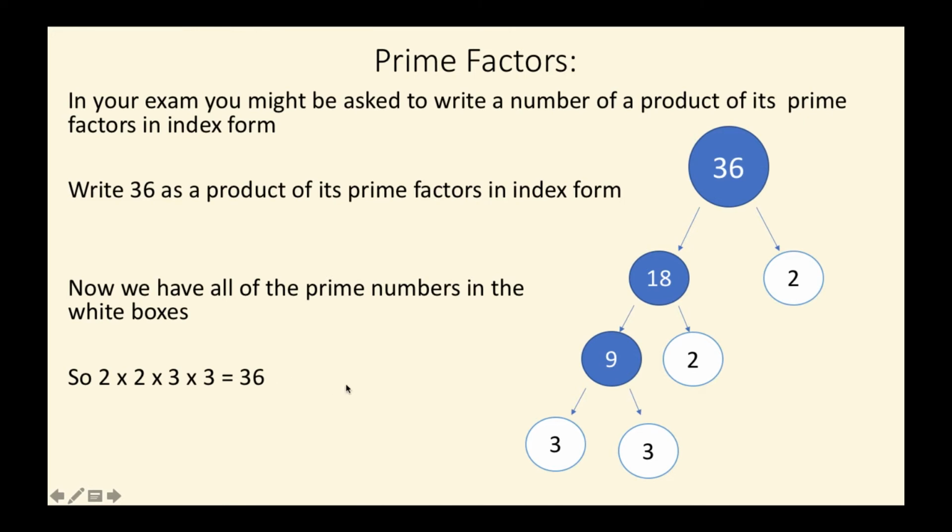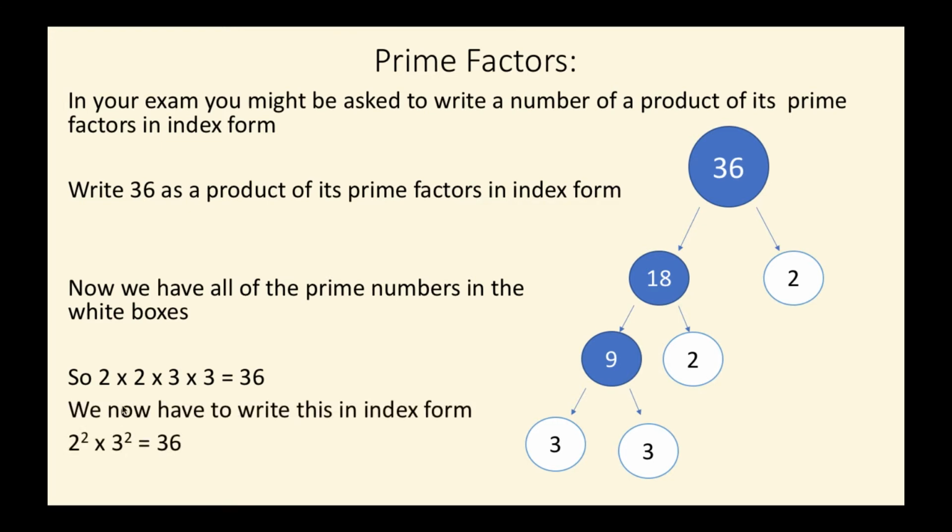Now the last thing we need to do is write it in index form. Index form is where we have, like, to the power of 2 or to the power of 3 or to the power of 4. So I need to look, how many 2's do I have? I have 2 of them. So that gives me 2 to the power of 2. And then I also have 2 3's. So that gives me 3 to the power of 2. So I'd write it like this. 2 to the power of 2 times 3 to the power of 2 equals 36. This number represents how many of these there are. Okay?